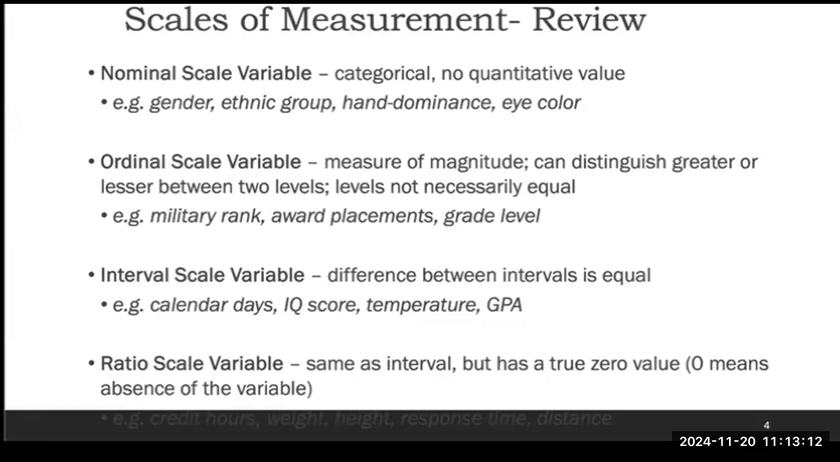When the zero is meaningful, remember we have ratio scale variables. So ratio scale variables are different like nominal, ordered like ordinal, they have equal intervals, but now you have a true zero. So anything you're counting or measuring with some like a ruler or a scale, that would be a ratio scale variable. So weight, height, response time, distance, those are all ratio scale variables. Any questions about this quick review?